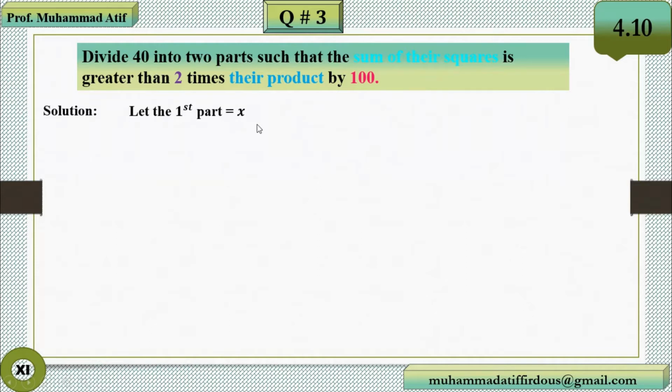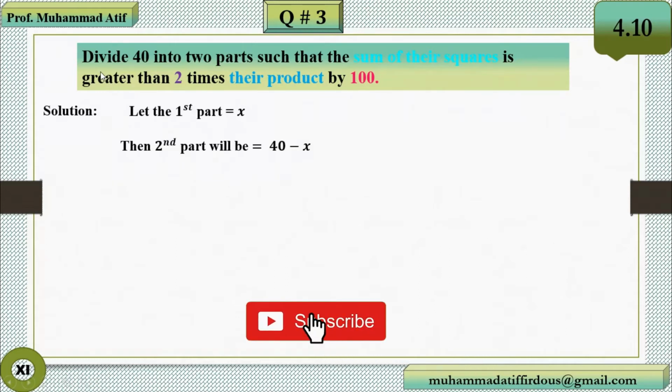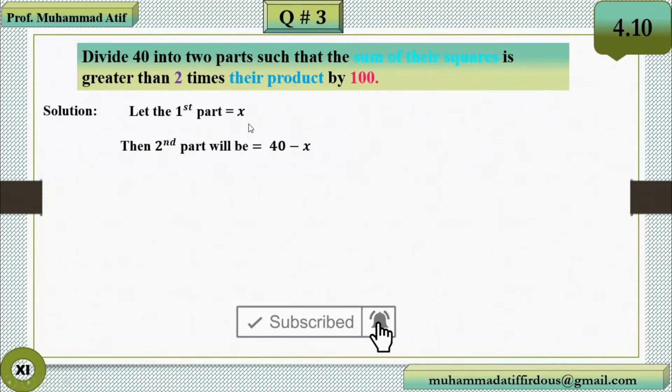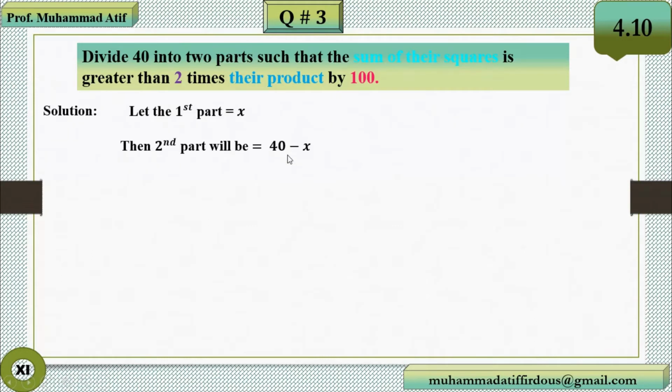So the first part is x, then the second part of this number is 40 minus x. Just subtract this number from the total number, so the second part will be 40 minus x. If you add these two numbers, you have your answer, which is equal to 40. So first decode this line: divide 40 into two parts. First one is x and second one is 40 minus x.